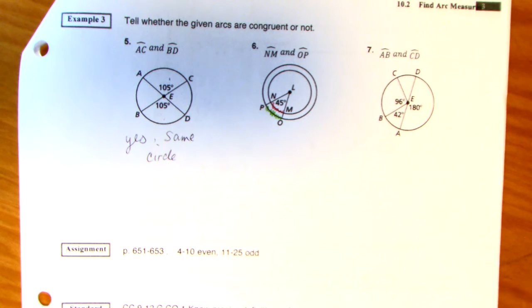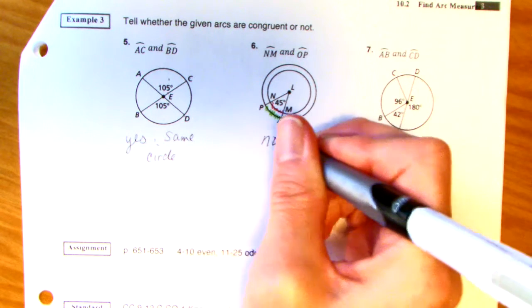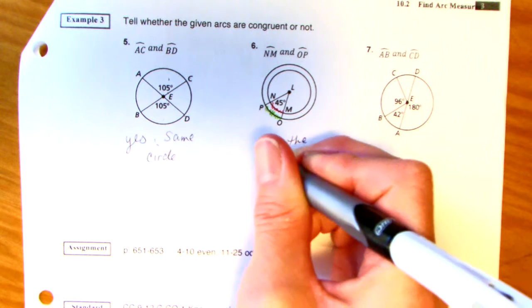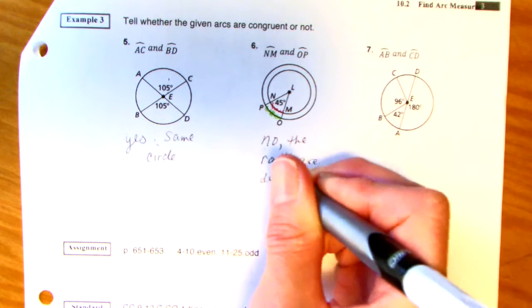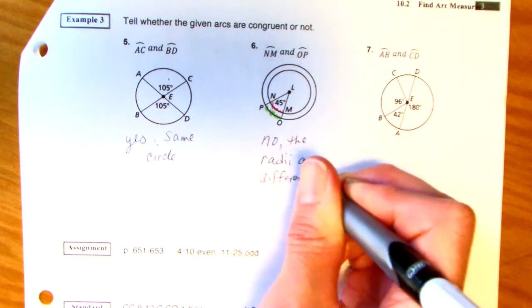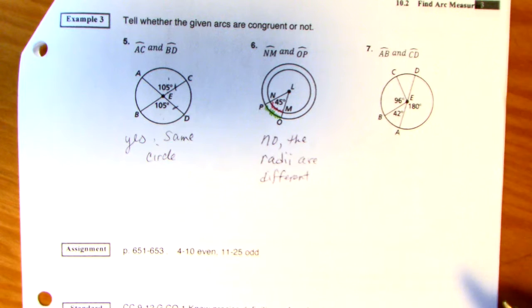No, the distances are going to be different. The arcs are going to be different. They have the same central angle, but they have different radii. Okay, so no, the radii are different. They're congruent here, okay? All those radii are congruent over in the first circle.